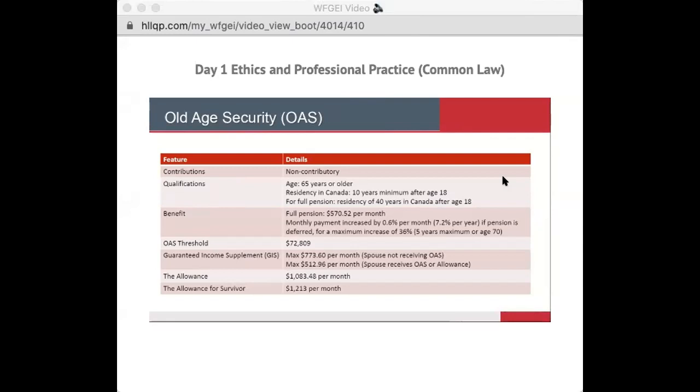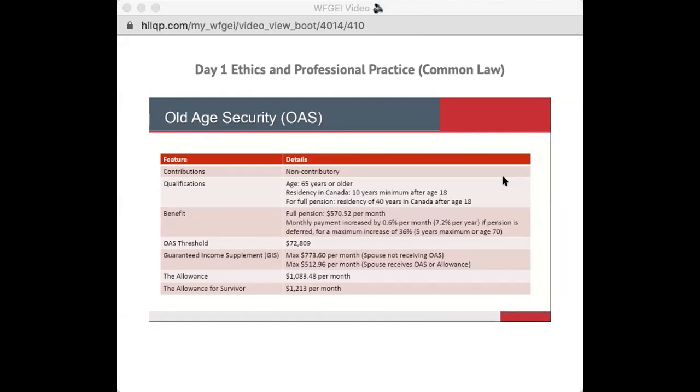your maximum. Okay. Now, again, using 2016 numbers, the full pension would have been $570.52 per month. So if you, again, extrapolate that, it's roughly about $7,000 a year. But if you decide, just like your CPP, you don't need the OAS, the monthly payment could be increased again by 0.6% per month, so that's 7.2% per year to age 70, basically. So in other words, you get an extra 36% by deferring it for 5 years, basically. So if you don't need the money, just like you did with CPP, you can simply delay it, and for every month you delay it, you're going to get 0.6% more, so it'll be strictly up to you. Okay.